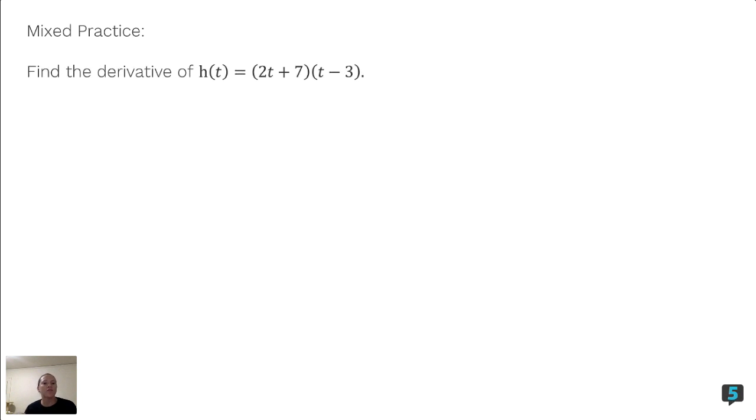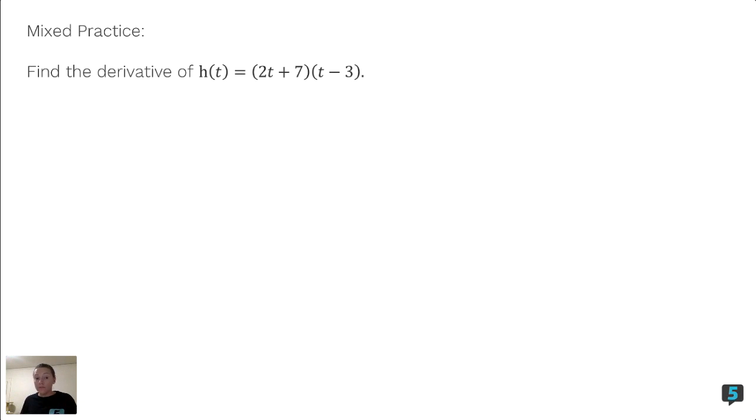I want us to find the derivative of h of t equals the quantity 2t plus 7 times the quantity t minus 3. What do you think? How should we approach this one? Exactly. It's all about those brain moves, right? We could use the product rule here.